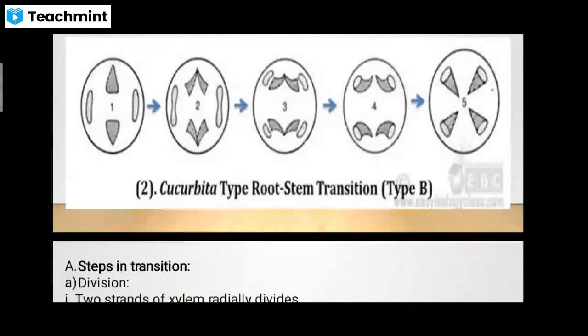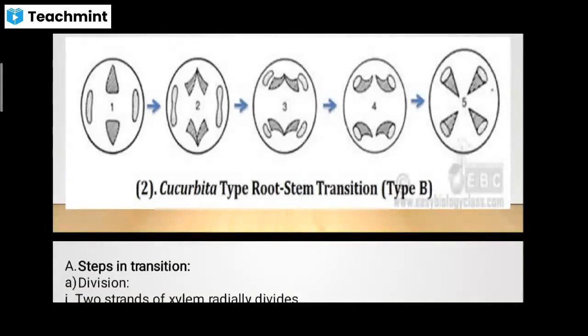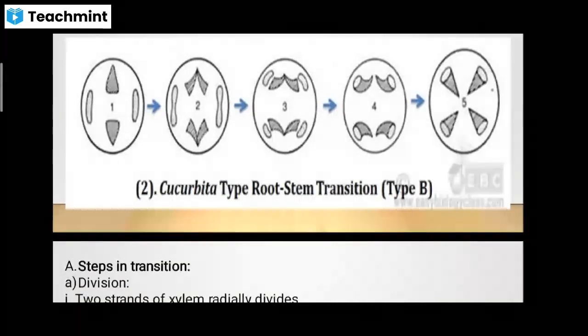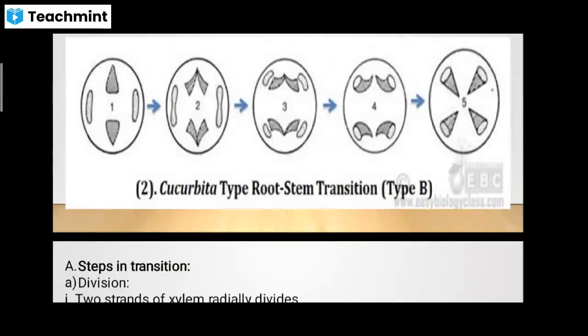After some steps or processes, the arrangement of the vascular elements changes. At the root there is a radial arrangement, and after some steps in the root stem transition position, conjoint collateral vascular bundles are formed. Here different processes take place. The first step in the transition is the division phase.